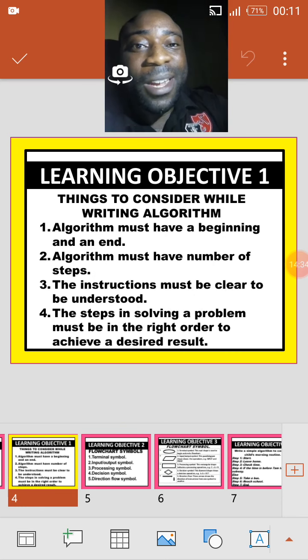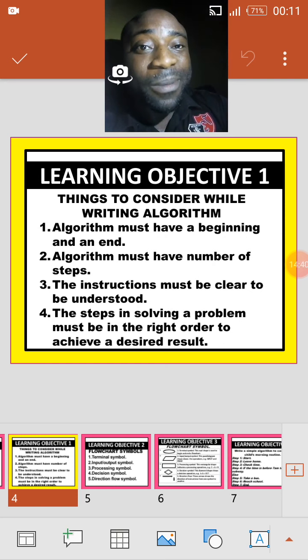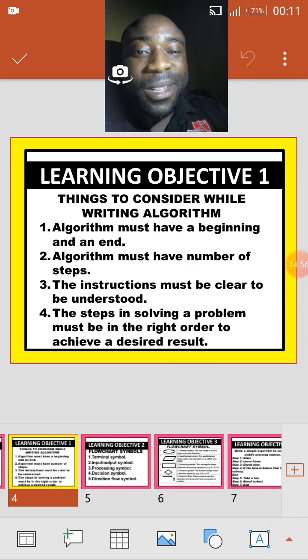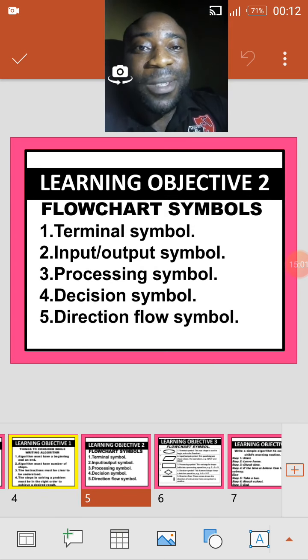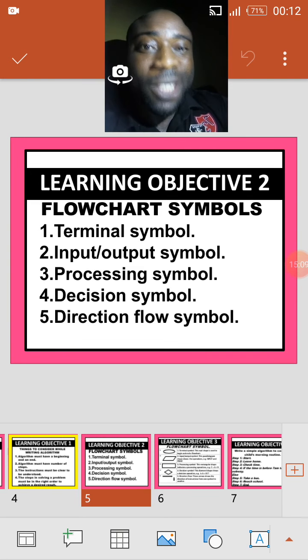Alright, we said 1, an algorithm must have a beginning and an end. 2, an algorithm must have a number of steps. Then 3, the instructions must be clear to be understood. Then 4, the steps in solving a problem must be in the right order to achieve a desired result. Then we looked at the flowchart symbols or shapes, where we have the terminal symbol, input and output symbol, processing symbol, decision symbol, and direction flow symbol.